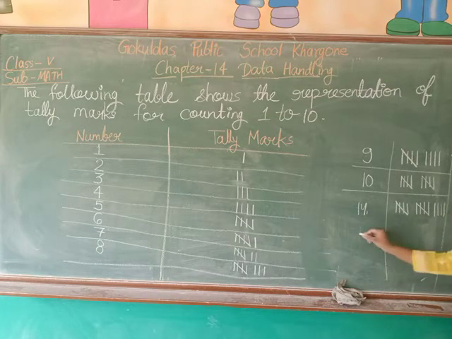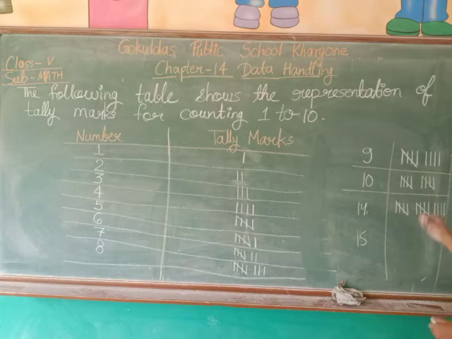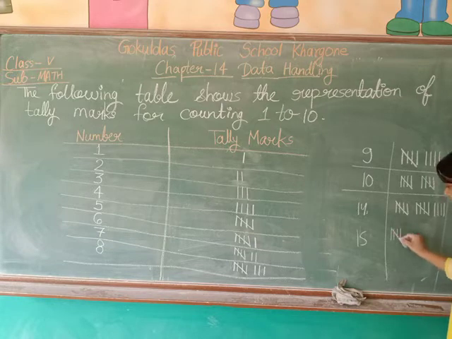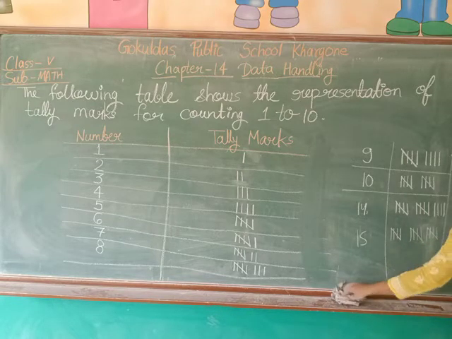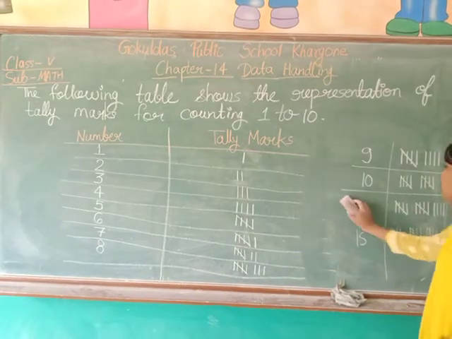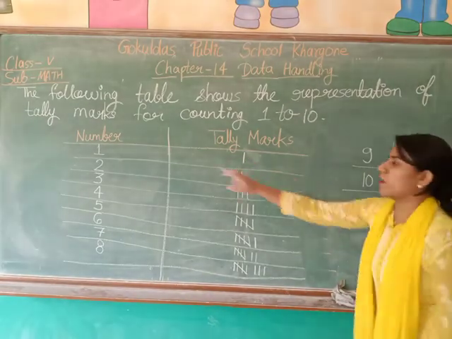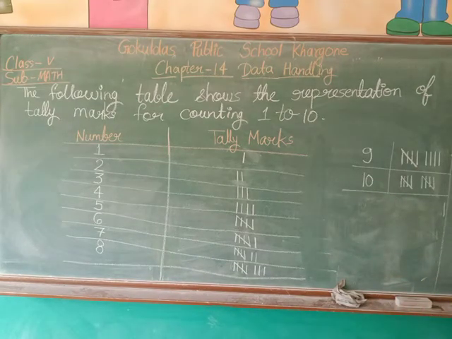If I want to represent number 15, what will I do? I will make groups of 5 sticks. Like 1, 2, 3, 4, 5. One group is complete. Now 1, 2, 3, 4, 5. 5 plus 5 is 10. Then 11, 12, 13, 14 and 15. So to represent 15 we have 3 groups of 5. In your copy you will note down only the symbols from 1 to 10. Okay. So note down fast.